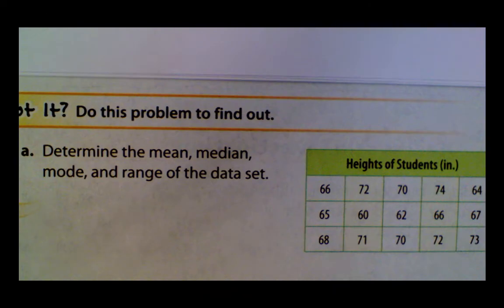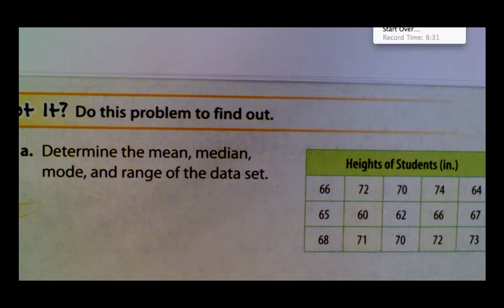Okay, here is your secret question. It's coming from page 654 in your book. You are given the height of students in inches, and you are to determine the mean, median, mode, and range of the data set. So pause the video, give it a shot, and don't forget to show all of your work.